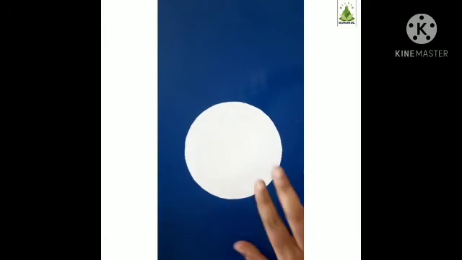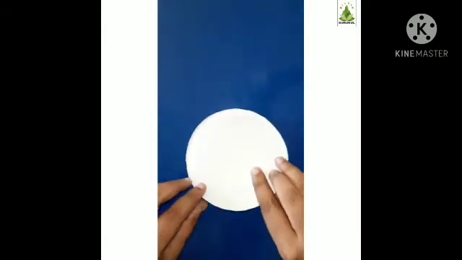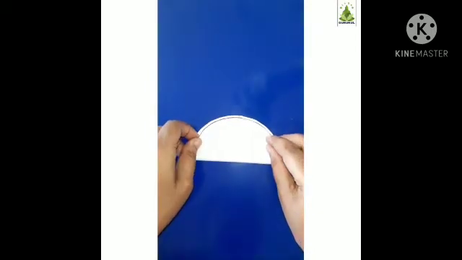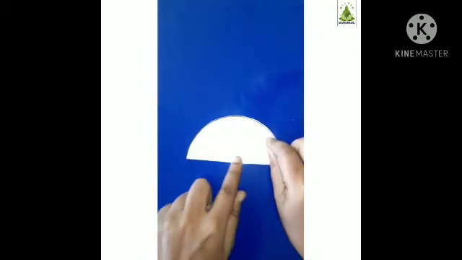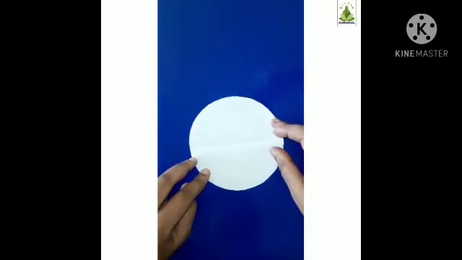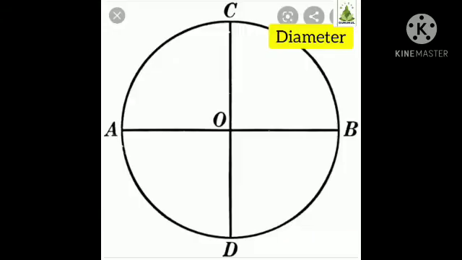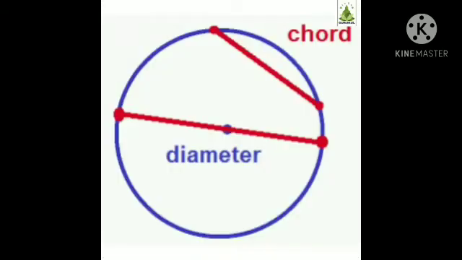Now fold another circular shape to divide the circle into 2 equal parts. Trace the line of the fold with a pencil. This line is called a diameter. The diameter is also called a chord of the circle.